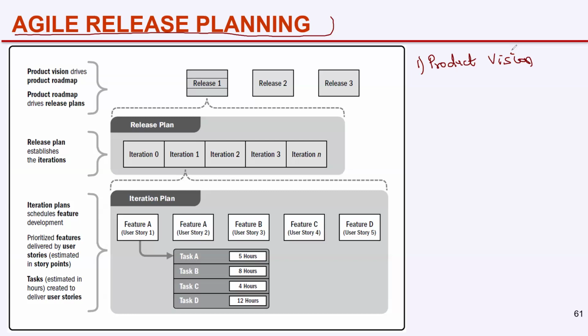This is similar to the organization vision and strategy step and so on. To achieve this vision, you will develop a product roadmap. Roadmap is a high-level plan. It's like a strategic plan: what we're going to do to achieve that vision.